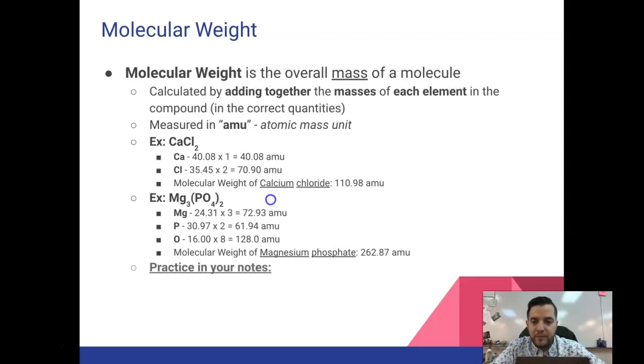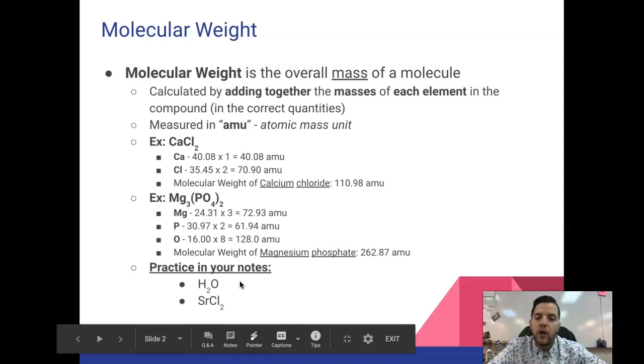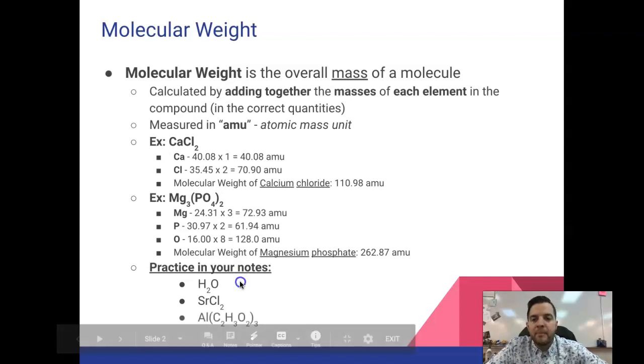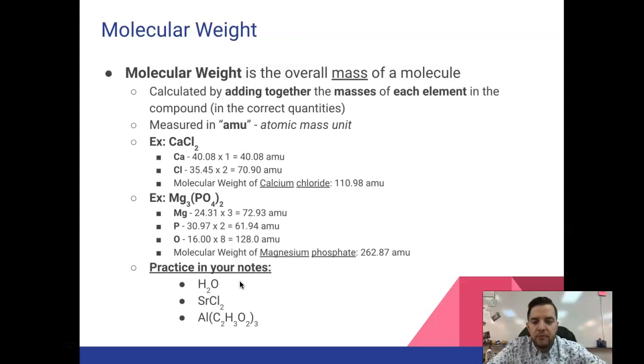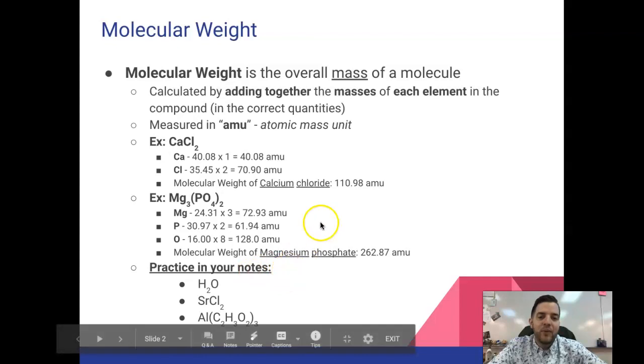So quickly go ahead and practice in your notes these 2. And then we can use that to start next class. We'll go over them, make sure that we got the right answers, and then we'll be on our right track. So practice in your notes calculating the molecular weight of H2O and SrCl2, so water and strontium chloride. Oh, and aluminum acetate. Sorry, I didn't realize it was the third one. My bad. So calculate those 3, please. Use your periodic table to get the mass of each atom, add them in the correct quantities, and we will check our answers tomorrow.